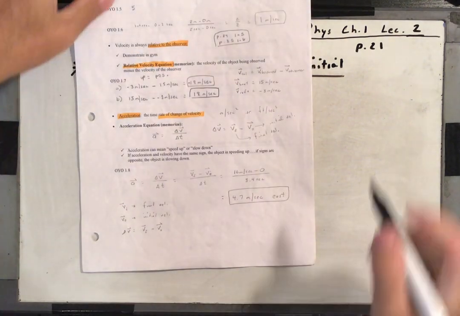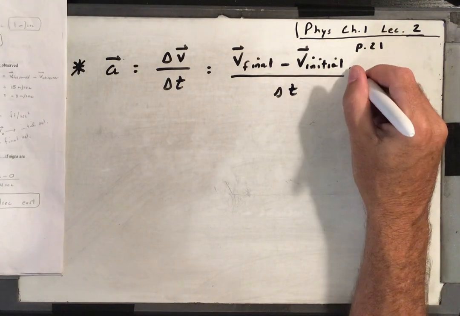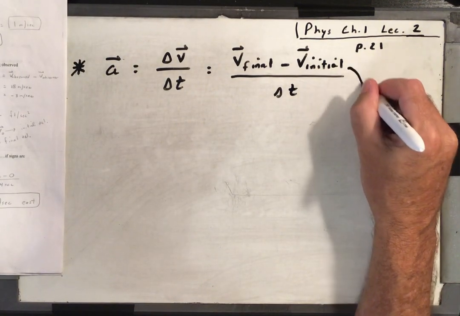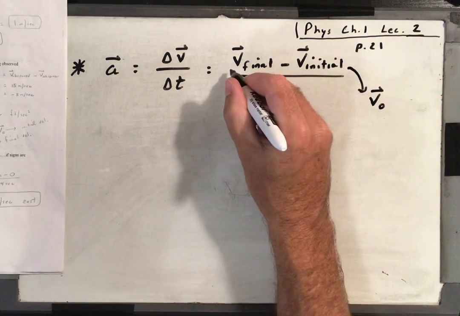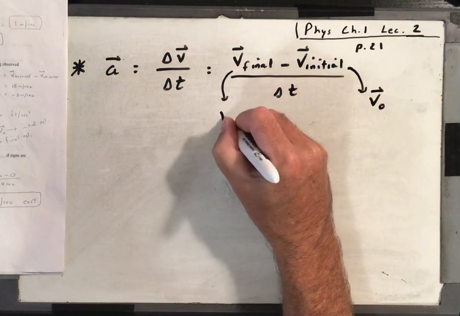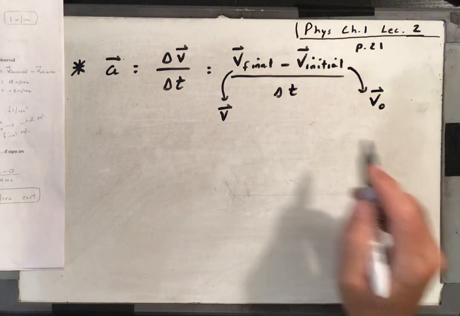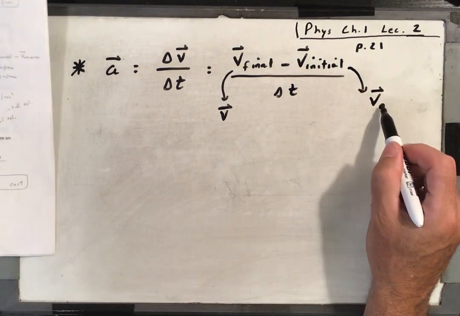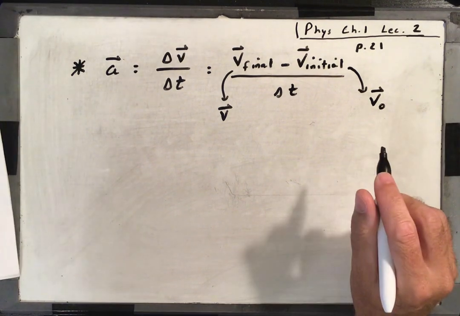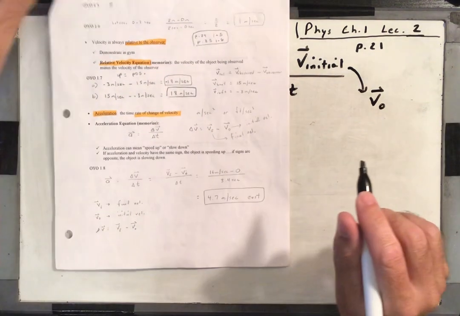And instead of writing out initial velocity, the way that the book shows this is V naught, and the final velocity is just V. So final velocity is just V, initial velocity is V naught, a little zero there. Okay, back to the notes.